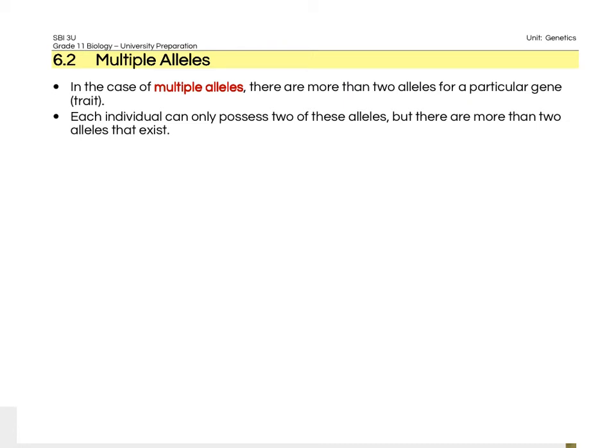Okay, so as I mentioned, there is the case where there may be more than three phenotypes, and so there will be multiple alleles. Now you need to know that regardless of how many alleles exist, each individual organism can only possess two of the alleles, for example, one maternal allele and one paternal allele. But there may be more than two different types of alleles to choose from.